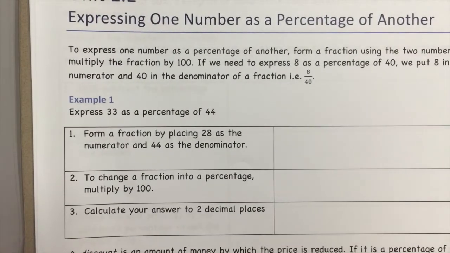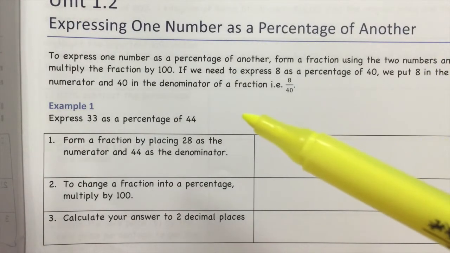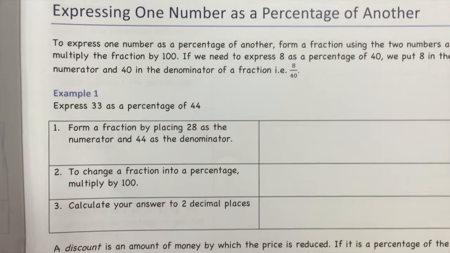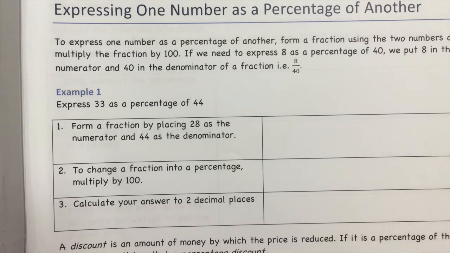Okay, let's get started. Today we're going to learn how to express one number as a percentage of another. The instructions say to express one number as a percentage of another, form a fraction using the two numbers and multiply the fraction by 100. An example is if we need to express 8 as a percentage of 40. If someone says, I received 8 out of 40 on my exam, what percentage did I get? You would put 8 in the numerator and 40 in the denominator of a fraction, so it'll be 8 over 40, so 8 out of 40.